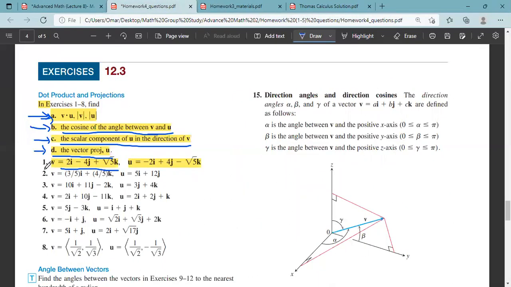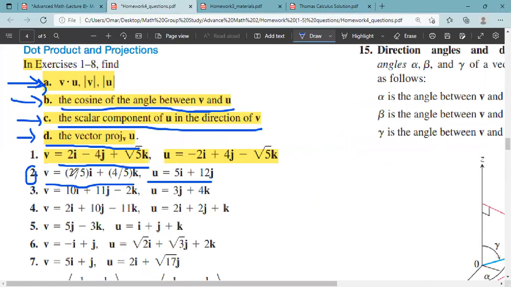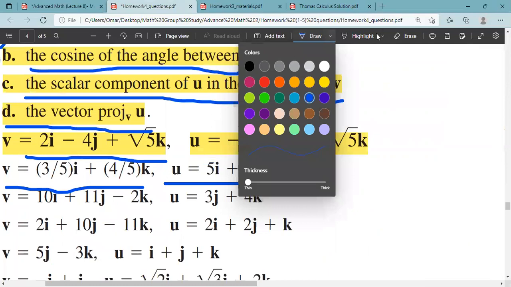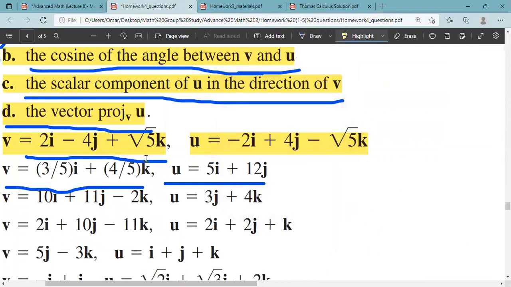Number two, we have two vectors, one is v and another one is u. If you have a closer look here, we have i and j, right? We have i and k, but we don't have j. Here we have i and j, but we don't have k. That's why we write down 0.